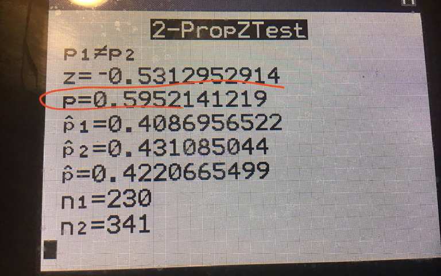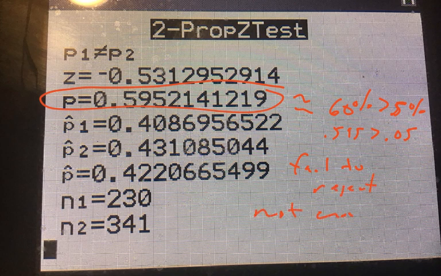Notice our p-value came out to be almost 60%, 0.595. That is a lot larger than 5%, right? So 0.595, do you agree, is greater than 0.05. And therefore, we fail to reject. In other words, not enough info. Or not enough evidence. Sorry, I misspoke there, right?